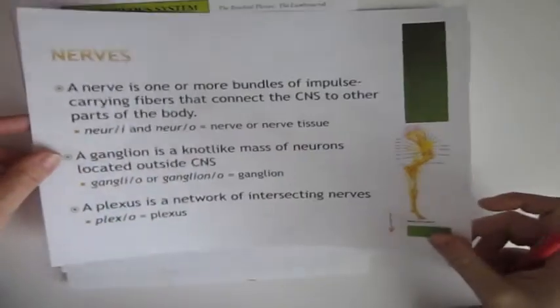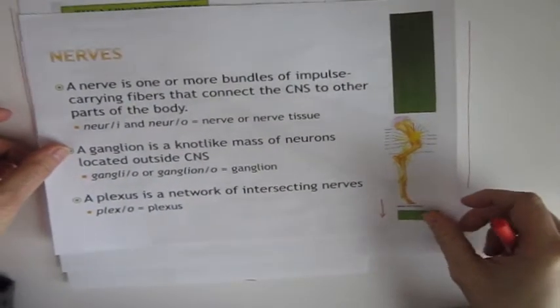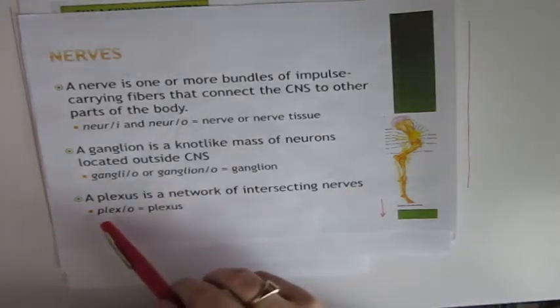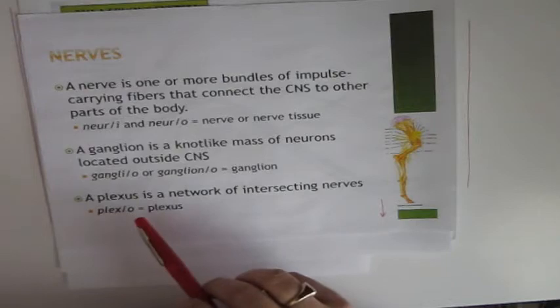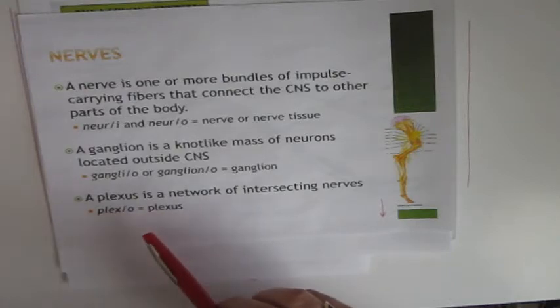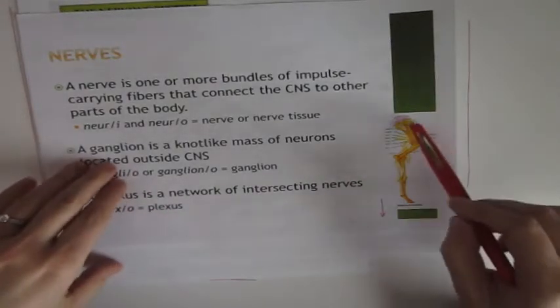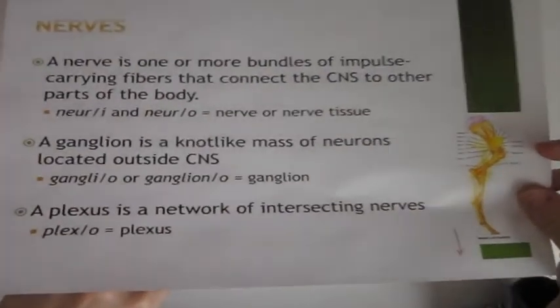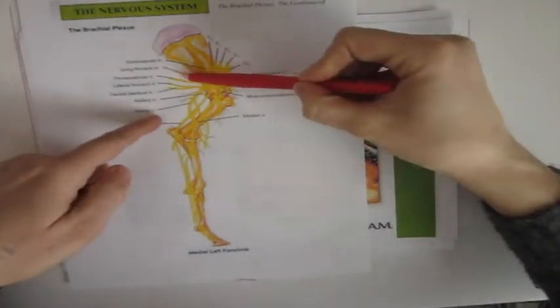Alright. A plexus is the next thing we'll talk about. A plexus is a network of intersecting nerves. So plexo is the combining form we use for plexus. This little tiny picture, which I blew up for you over here, is actually of a horse leg too, and it shows all these nerves right here.